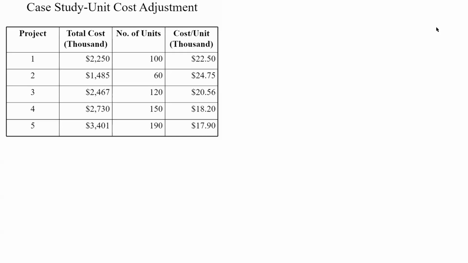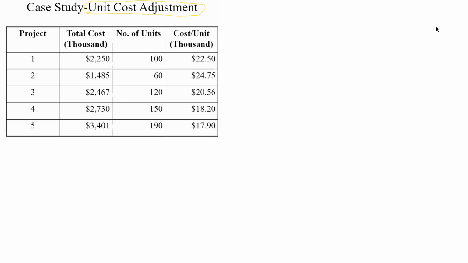We have 5 projects, and our total cost is given here, the number of units is given here, and the cost per unit is given here. If you look at the unit for the dollars, it's $1,000, not $1. So given this, our requirement is to use the method of unit cost adjustment. It's not the unit cost method, right?